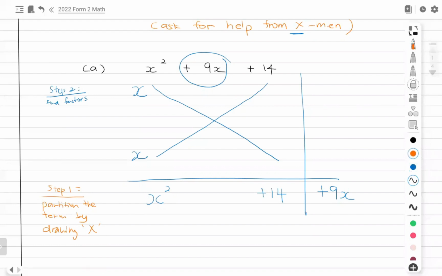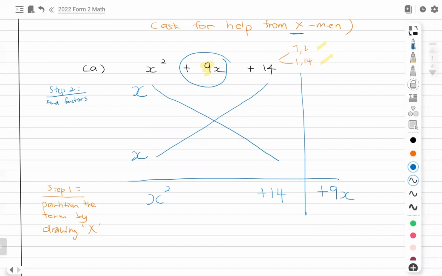Then what about 14? What times what equals 14? 7 and 2, yes. It can be 7 and 2 or 1 times 14. Then which pair to choose, right? 7 and 2 or 1 and 14. Then you have to check the second term. We look at the number, which is 9. So you take which pair of the numbers you think, when you add or subtract, can become 9? Is it 7, 2 or 1, 14? 7 and 2, correct. So we choose 7 and 2.